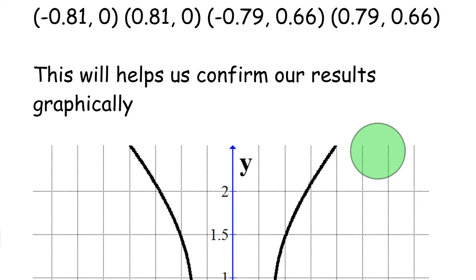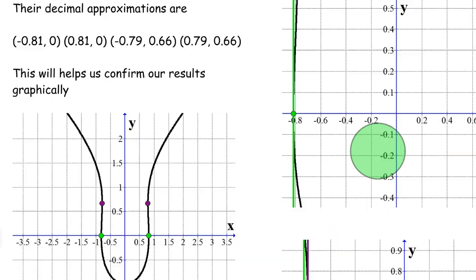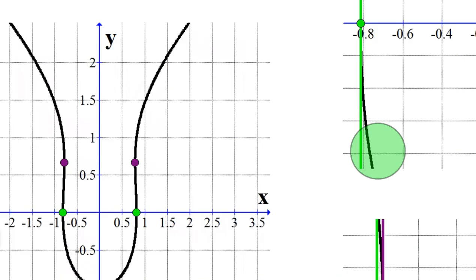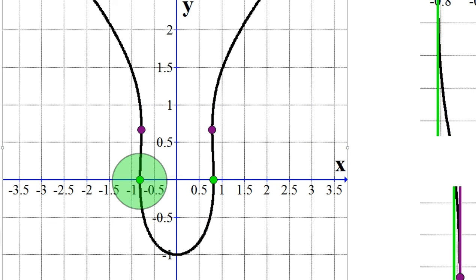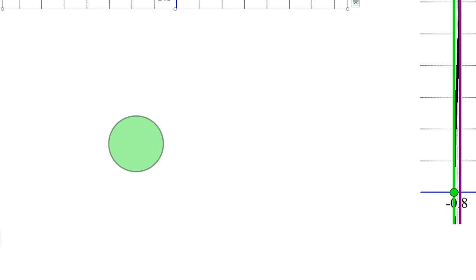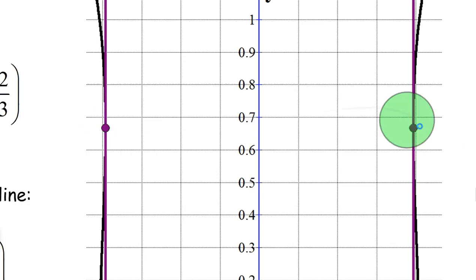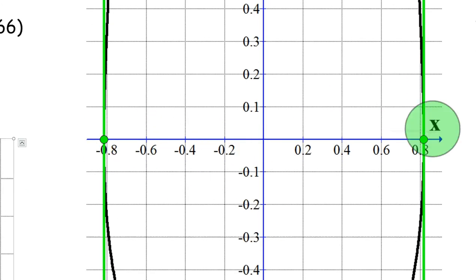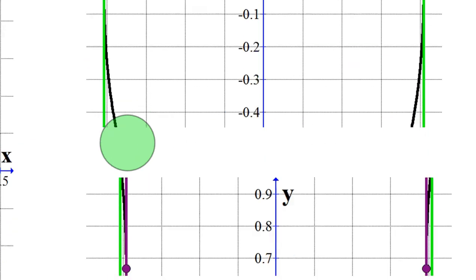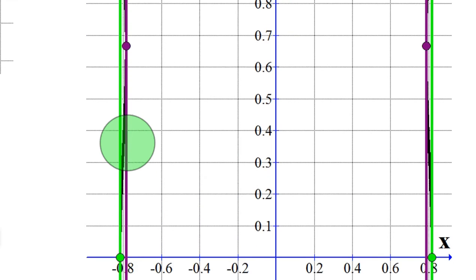Now that we've done all that, let's take a look and confirm our results. We can see these are the 4 points we found that have vertical tangents. In other words, it goes straight up and down. These 2 green points and these 2 purple points. Here's what the 2 purple tangents look like up there, straight up and down. And here's what our 2 green tangents look like. Pretty interesting. This problem was pretty thorough and involved. It's like taking everything we learned on implicit differentiation and putting it into one problem. And here's all 4 tangents graphed together.